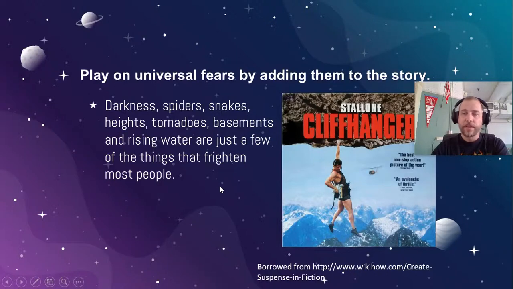Now, another thing you can do is just play on universal fears. You can add those to the story. Darkness, spiders, snakes, heights, tornadoes, basements, rising waters. These are things that people just generally find scary. So if you put them in a story, your reader is instantly going to be like, "Oh man, spiders? No, thank you." There's this movie called Cliffhanger. It came out in the 1990s, where really they're just playing on people's fear of heights the entire time. This was definitely using the universal fear of heights to build suspense in that film.